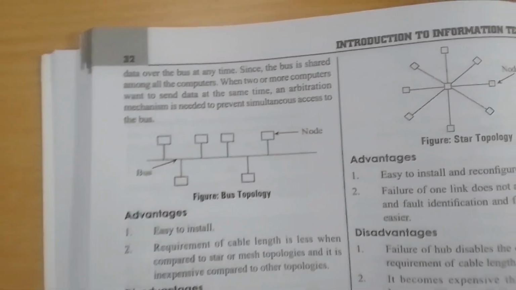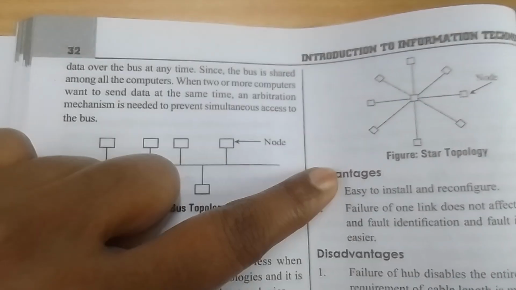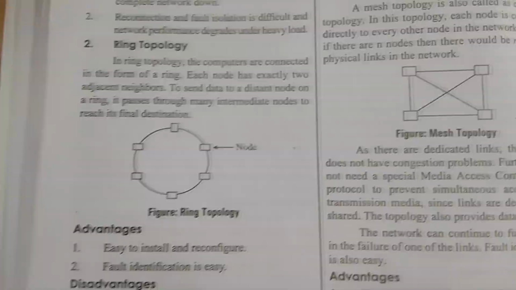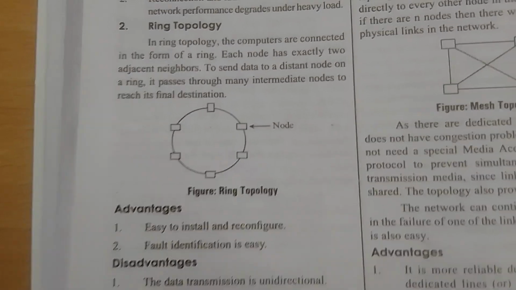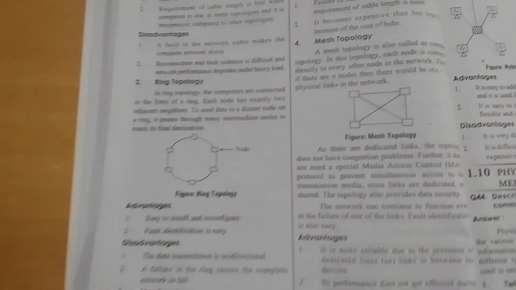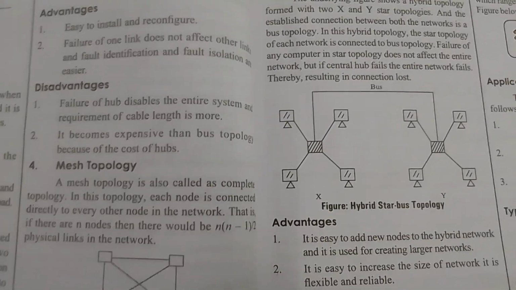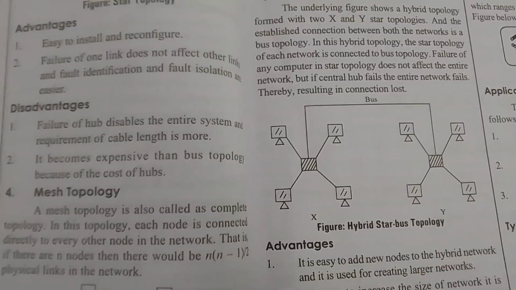As per the name of the topology only, you can see bus topology, star topology, here you can see mesh topology, here you can see ring topology. The way it is named, the same way the mechanism would be working. And the last one is hybrid topology, which is a combination of two different types of topology.